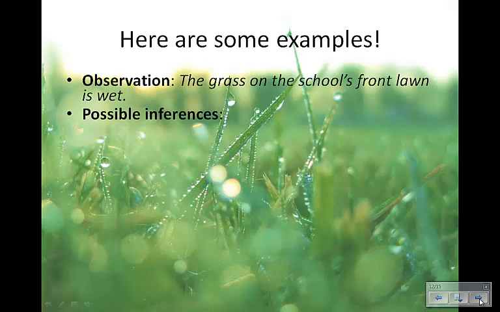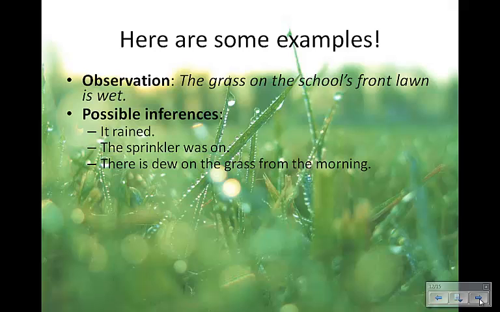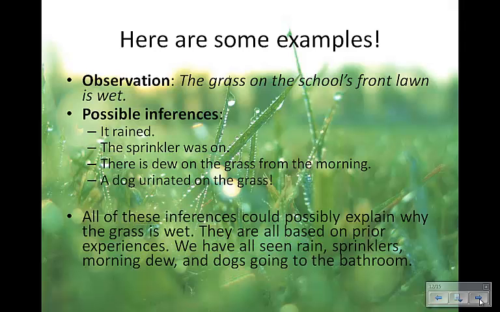Let's pretend like you didn't see the grass get wet, so you didn't directly observe any one of these explanations. It could be that it rained overnight. That's logical. It's based on your prior knowledge. You've seen it rain before. The sprinkler might have been on. There is dew on the grass from the morning, or a dog peed on the grass. These are all things that could have possibly happened, and again, you didn't directly observe them happening. So if you're explaining the fact that the grass is wet with maybe the fact that it rained, you're making an inference about why the school's lawn is wet.